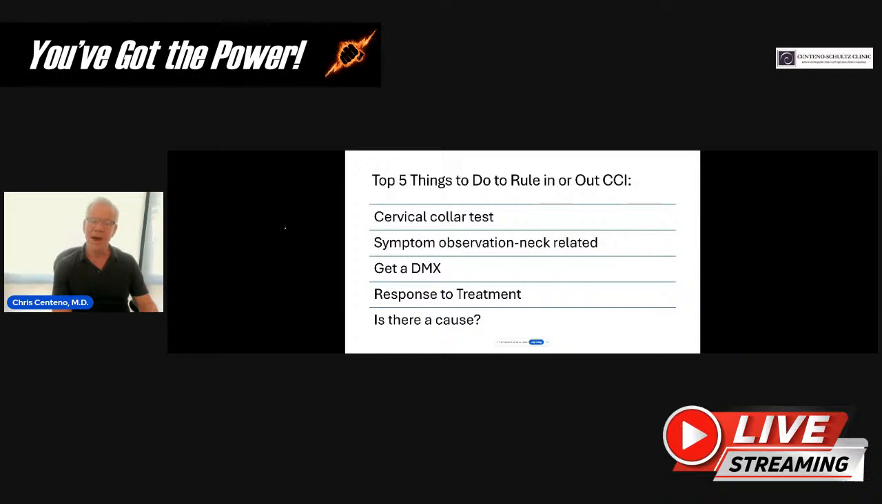So these are the top 5 things to do to rule out CCI. One is a simple cervical collar test. Another is just observing your symptoms to see if they are in fact neck related. Getting a DMX, which you can do really without a prescription. You just walk in, pay your money, and get a digital motion x-ray done. You don't, again, like I said, usually need a prescription for that. Response to treatment, and then deciding if there's a cause and letting the doctor know what that cause could be.